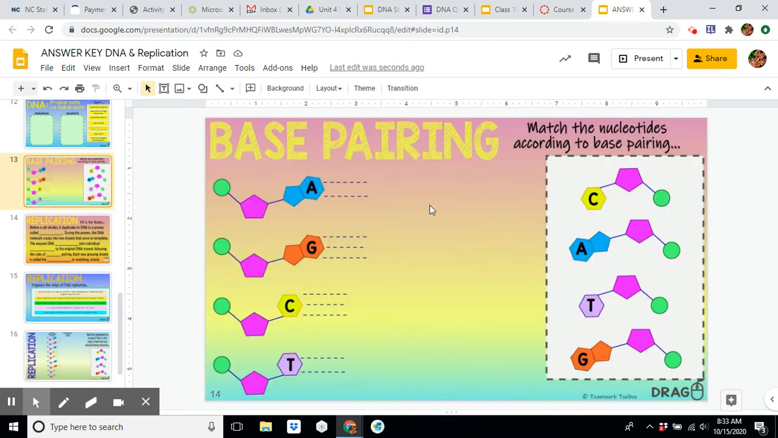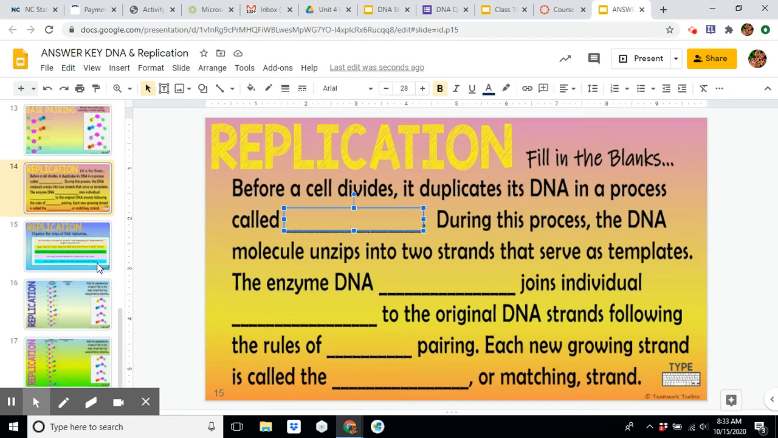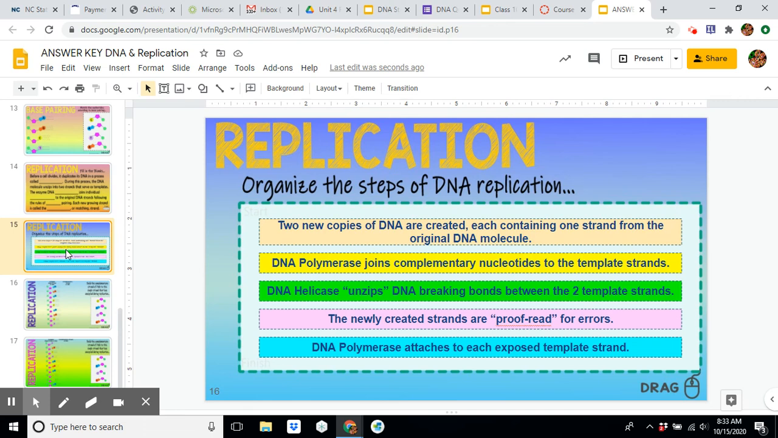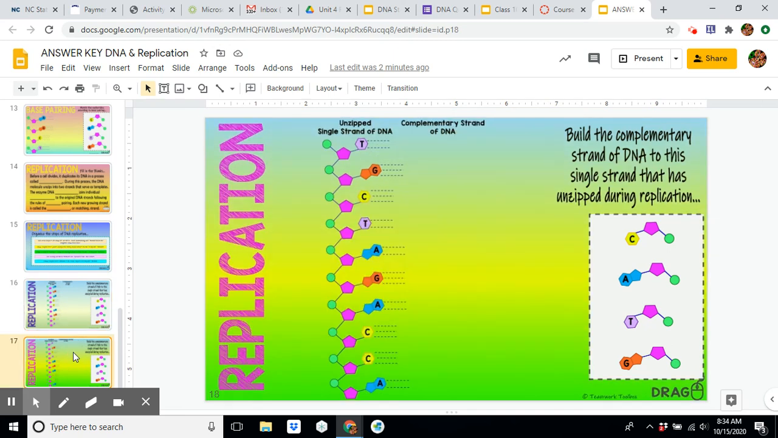Then we're going to go into this idea of base pairing, what matches with what. You're going to drag your nucleotide over here to match the correct letters. This one, you're going to type in the blank. Then you're going to organize these, so put them in the correct order. And then a couple more practices with replication.